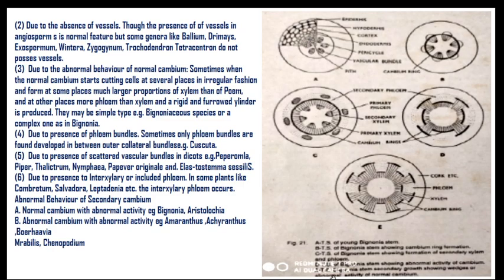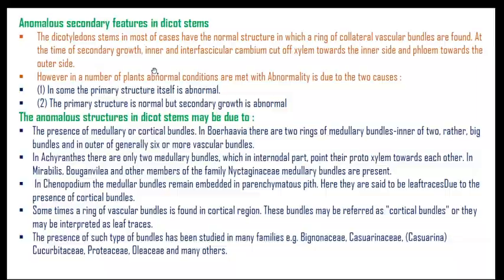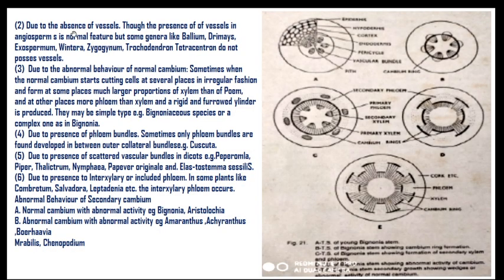So here is one example, that is Bignonia. What happened in this case? The presence of vessels in angiosperms is a normal feature, but some genera like Bubbia, Drimys, Exospermum, Tetracentron, Trochodendron and Zygogynum do not possess vessels.